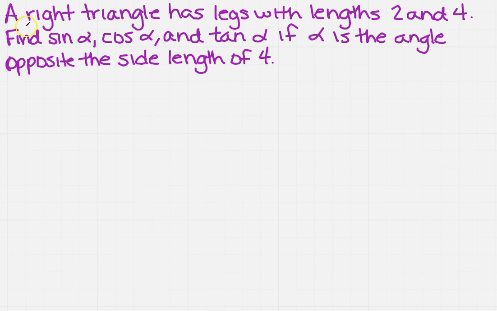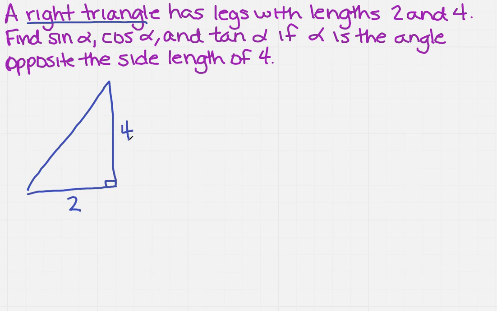First of all, it tells me that I have a right triangle, so I can draw a right triangle first. Okay, there's half the battle. Now it says the legs have lengths 2 and 4. So remember where they make an L, whether it's a forwards L or a backwards L, those are your straight sides, those are your legs. So I'm going to have a 2 and I'm going to have a 4.